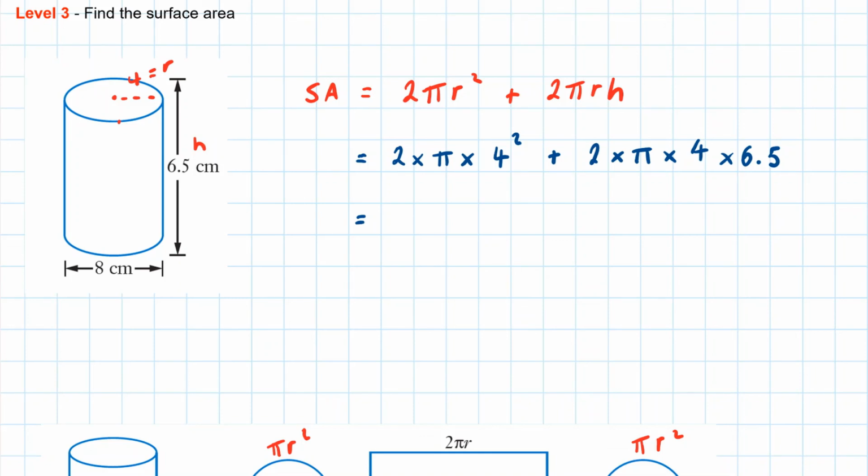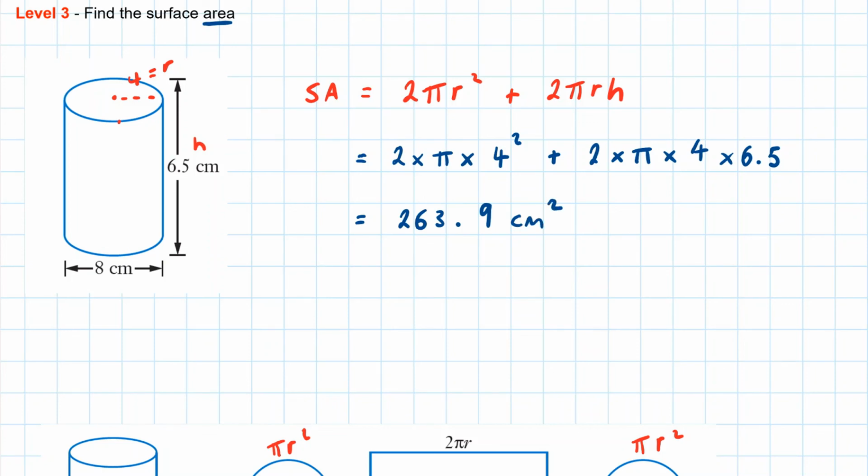I get an answer that's a bit of a long decimal, so I'm just going to do a bit of rounding. I get 263. Now it says 0.89, I'm just going to write 0.9, rounding up a little bit. In our question, we're working with centimeters, so the surface area is going to be centimeters squared. And that is it, okay?